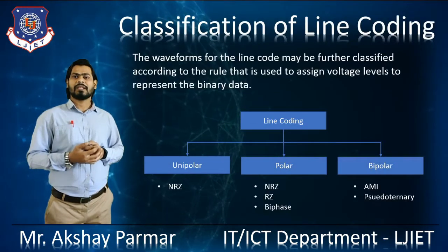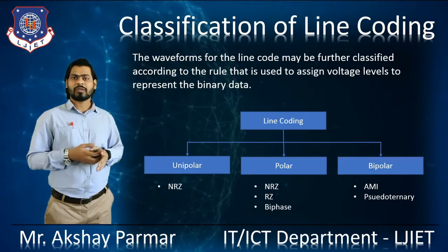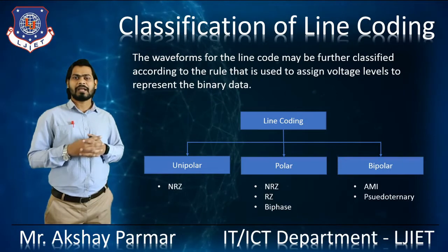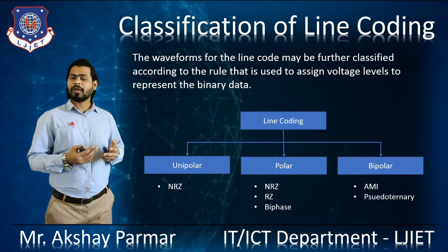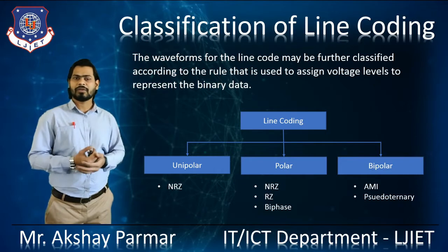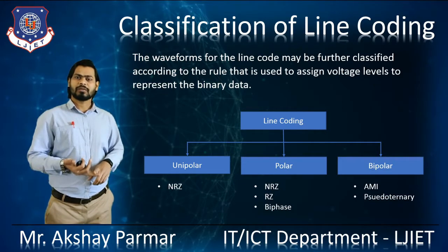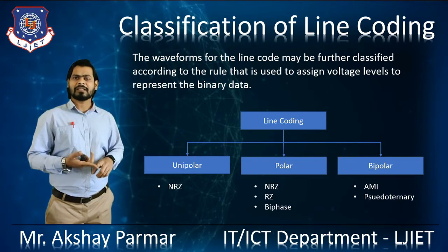The waveform of the line code may be further classified according to the rules used to assign a voltage level to represent the binary data, right? There are three kinds of line coding techniques: unipolar, polar and bipolar. In unipolar there is a subtype, NRZ, non-return to zero. In polar there are non-return to zero, return to zero, and biphase. In biphase, there are the Manchester and differential Manchester techniques, right?